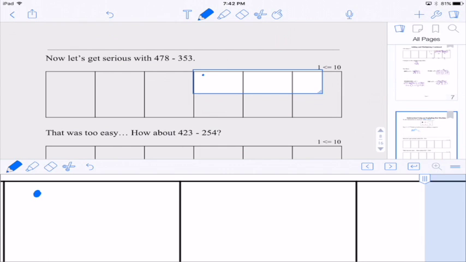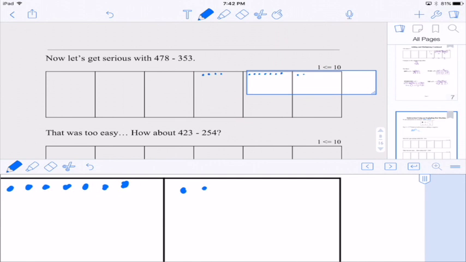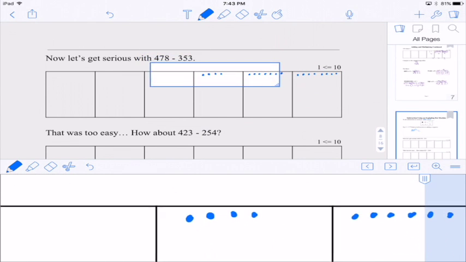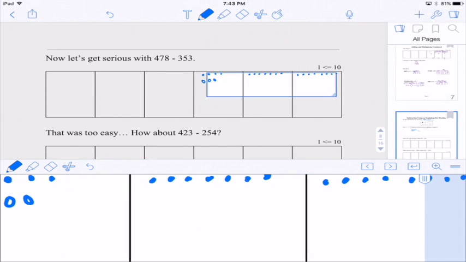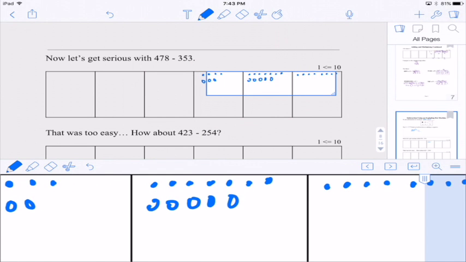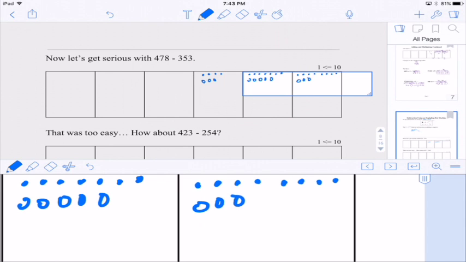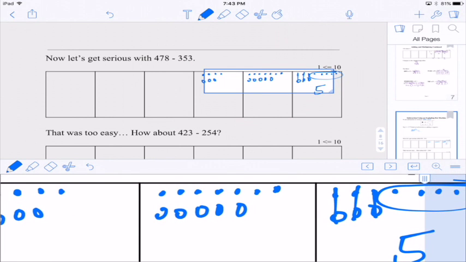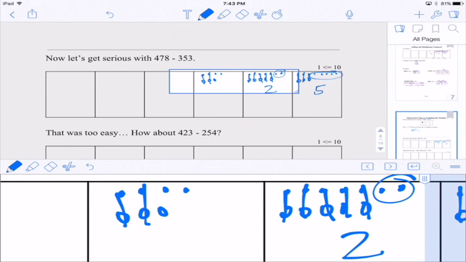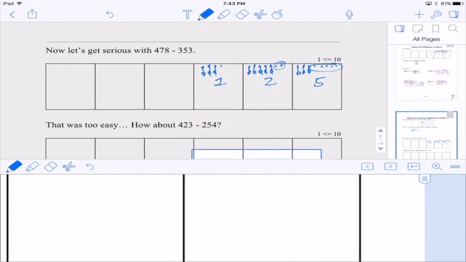So we've got 478, and we're going to subtract 353. So 1, 2, 3, 1, 2, 3, 4, 5, and 1, 2, 3. So we'll have a cancellation, cancellation, cancellation. We're left with 5. Cancel, cancel, cancel, cancel, cancel. We're left with 2. Cancel, cancel, cancel. We're left with 1. 125 left over. And that makes sense, and that was pretty easy.